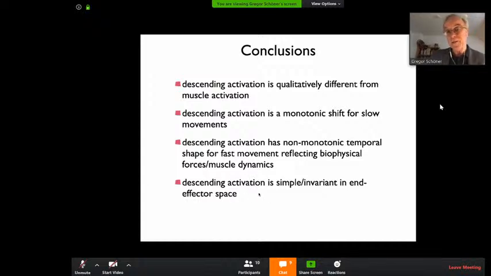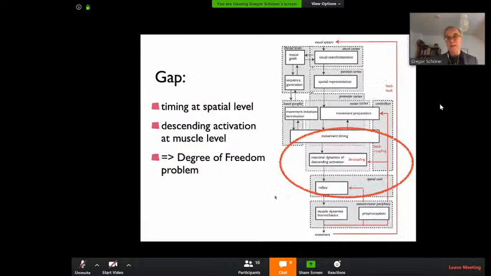And in fact, the descending activation seems to be simpler and more invariant in end effector space than in the space of these individual muscles, where they vary, of course, with location and joint space. So there is a hint here, but only a first hint, that the problem could be, again, simpler if transformed back into the original space, in the sense of the space in which I hypothesized that timing signals are framed. That would be the end effector space. And so that's the last topic I wanted to discuss, this degree of freedom problem that Marco was talking about last Saturday a lot.